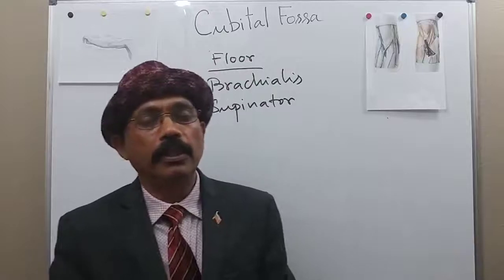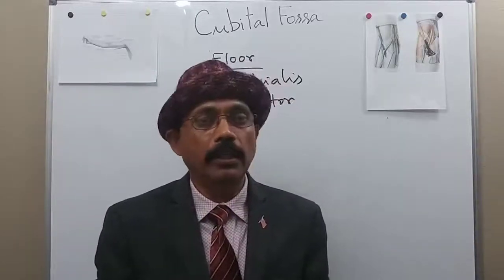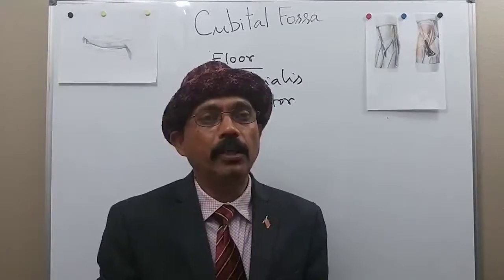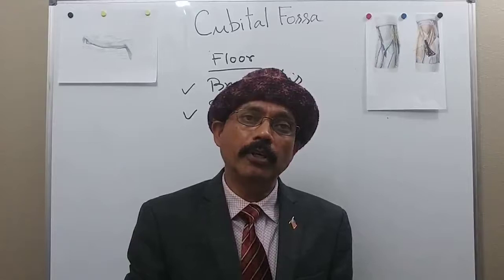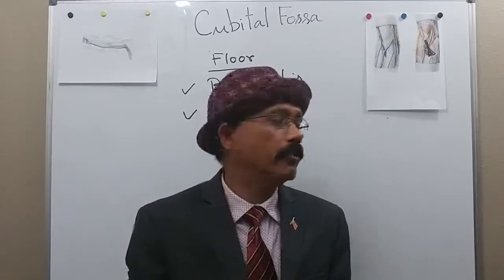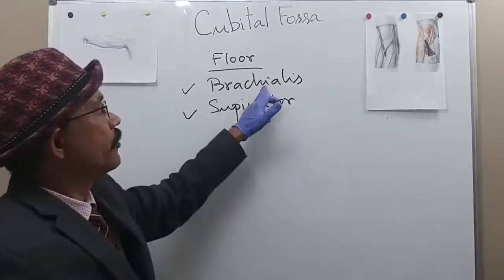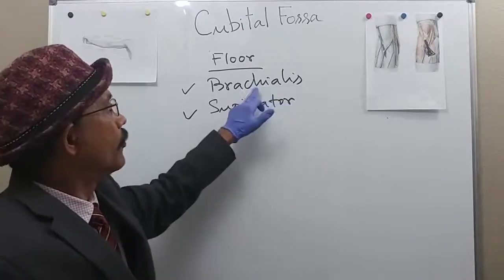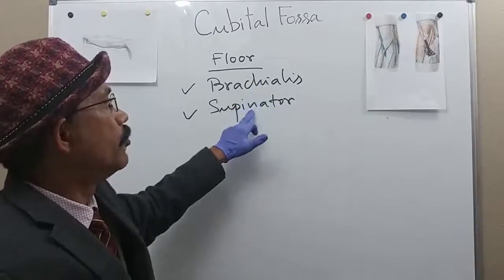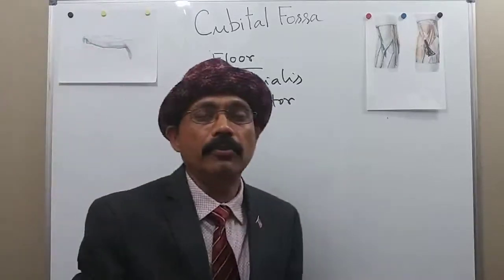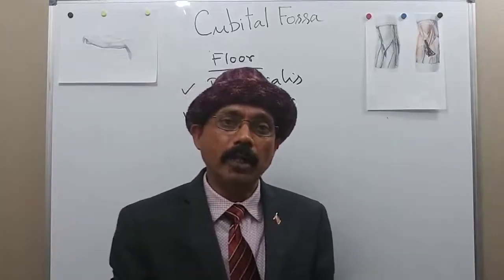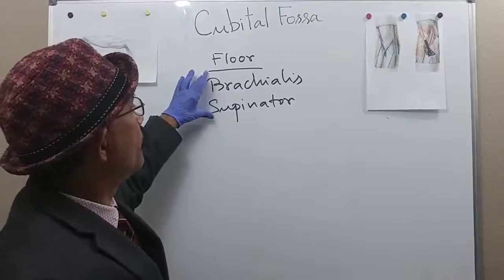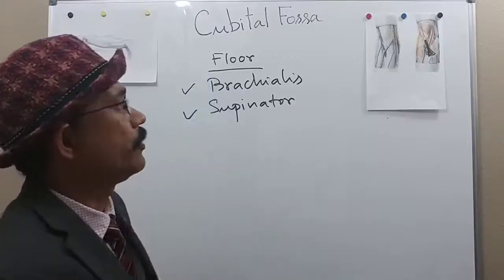Supinator takes origin from the lateral epicondyle of the humerus, radial collateral ligament and annular ligament, and it will insert into the middle of the shaft of the radius. Brachialis has dual innervation, by the musculocutaneous nerve and also by the radial nerve. Supinator is an important muscle, innervated by the deep branch of the radial nerve. So you have two muscles: brachialis and supinator.